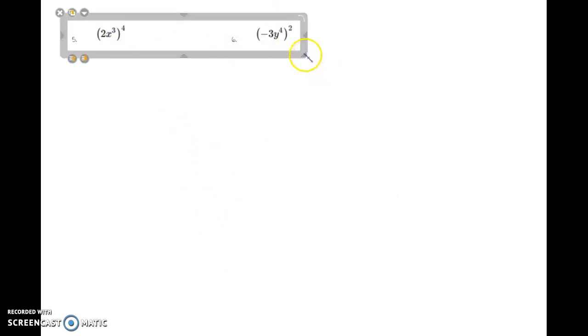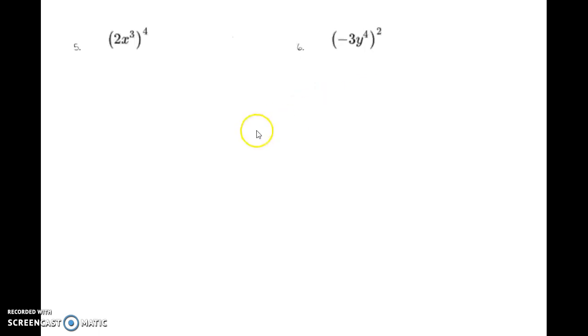Let's look at a more complex problem. So your problem number 5 is 2x cubed, the quantity to the 4th power. So if we were to use the rule that we just found, you're probably thinking I should take 3 and multiply it by 4, and I'm going to get x to the 12th. And you would actually be right. But what about this 2 here? Now we have a coefficient, and it's part of the base.